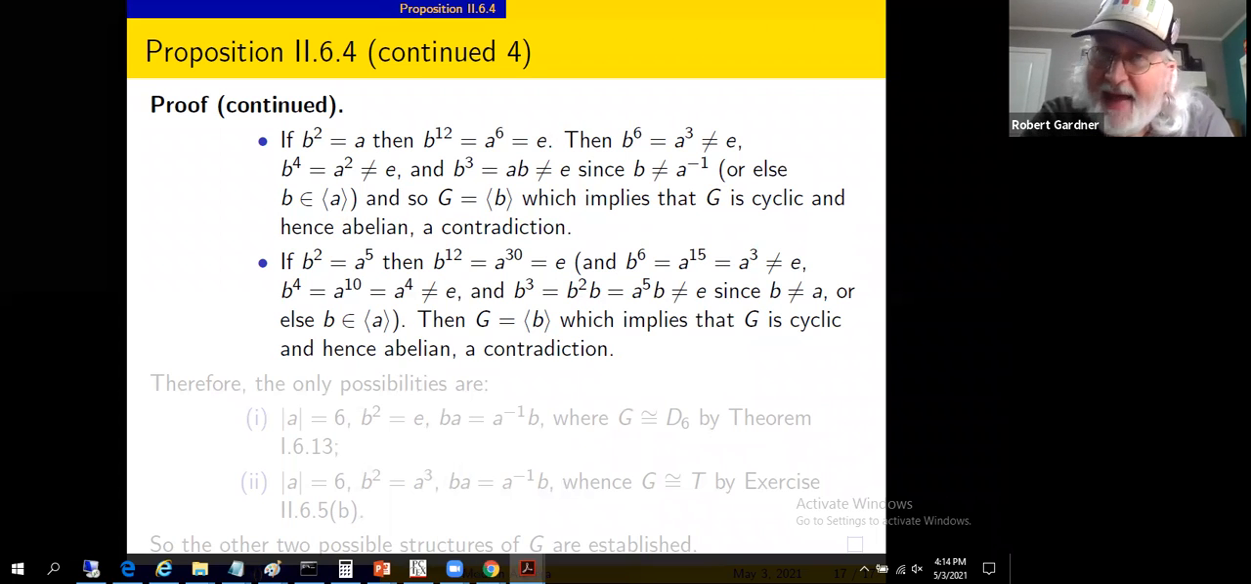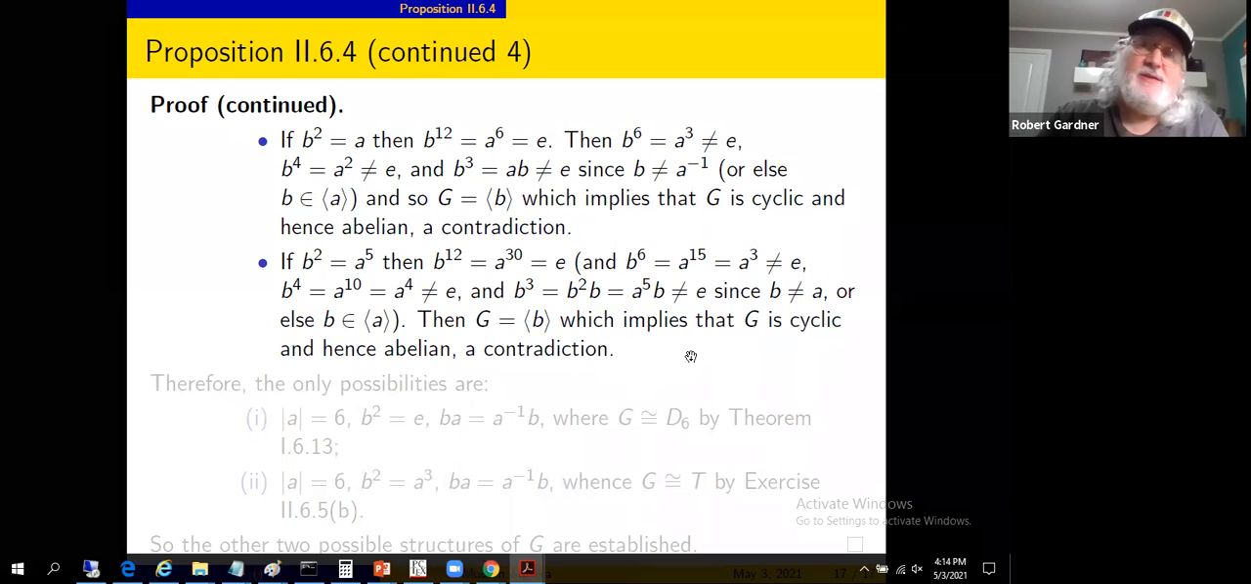You can't have that again. It's the same contradiction as we had above. That would mean G is generated by element B. That would mean it's a cyclic group. It's an abelian group, and we're not dealing with abelian groups.